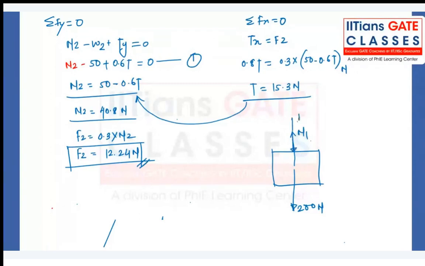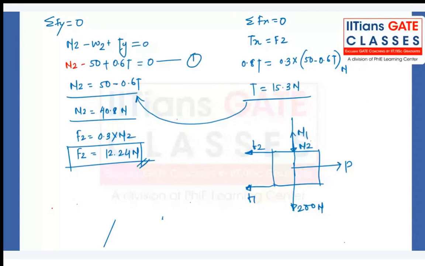We have one force which is horizontal, that is P. Because of this, we have F1 force. With respect to the surface, we have frictional force F1 in this direction, and friction in between the blocks will be F2, and in this case it will be in this direction. Okay, so this is the free body diagram of the block which is at the bottom, or the bigger block.